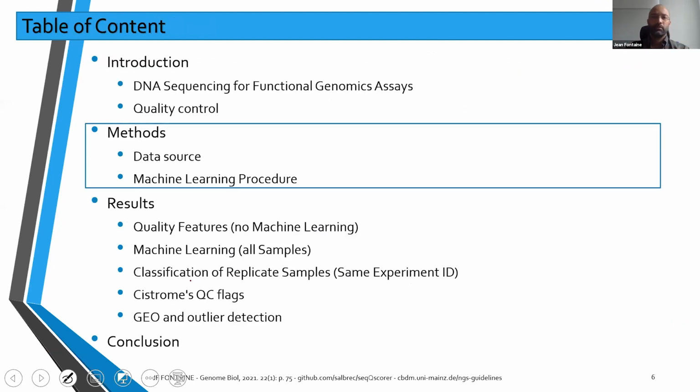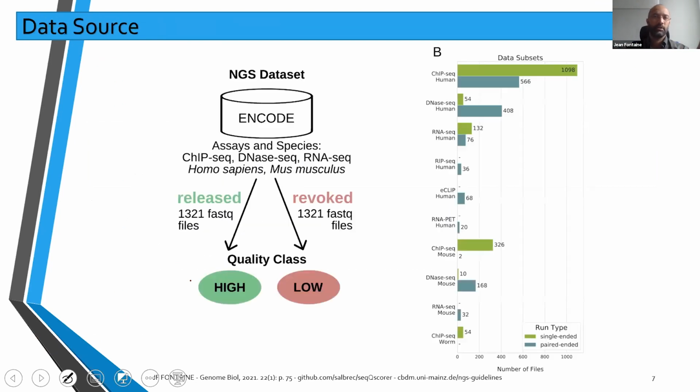So next, I will talk very shortly about the methods: the data source and the machine learning procedure. The data source is ENCODE. Why? Because they have manually annotated files for quality. We were able to find a good amount of files that are considered revoked in this database, and we consider them as low quality. And we took the same amount of released files from the database that we consider high quality, only for functional genomic assays, ChIP-seq, DNase-seq, and RNA-seq, in human and mouse.